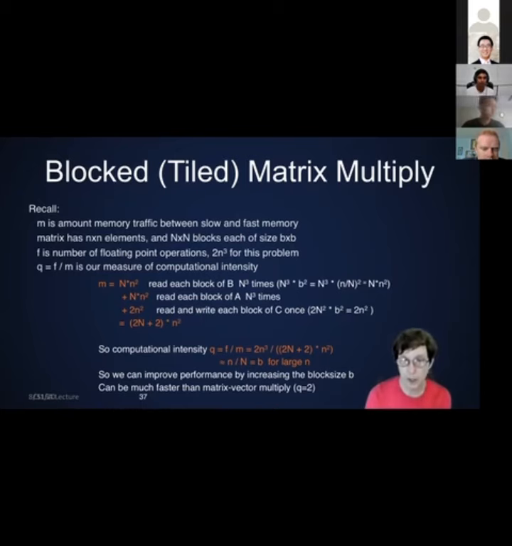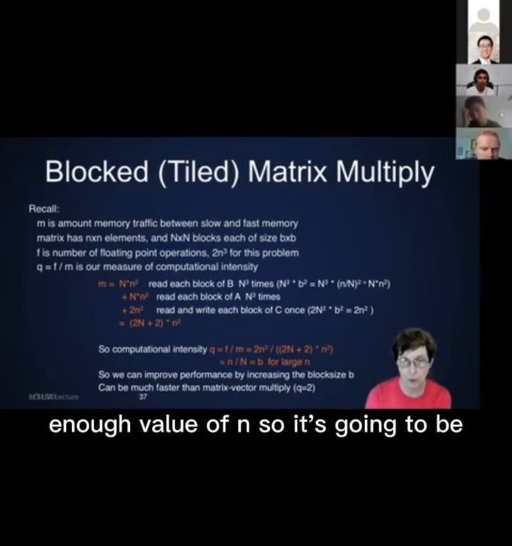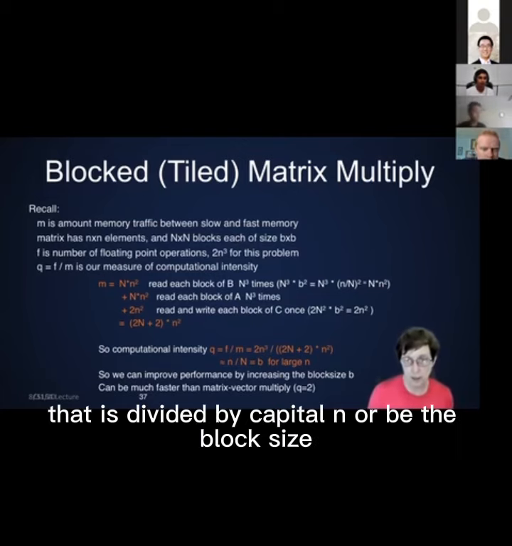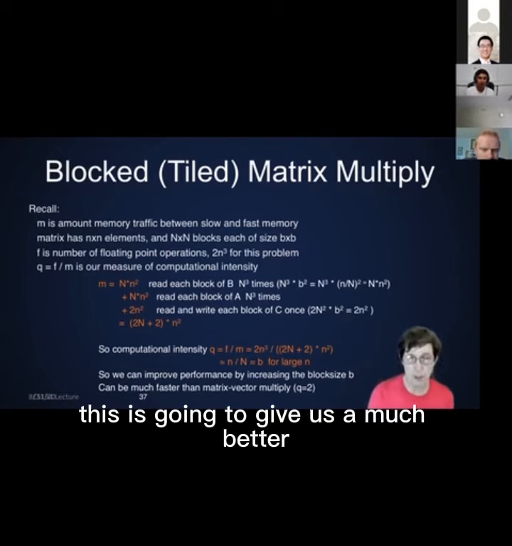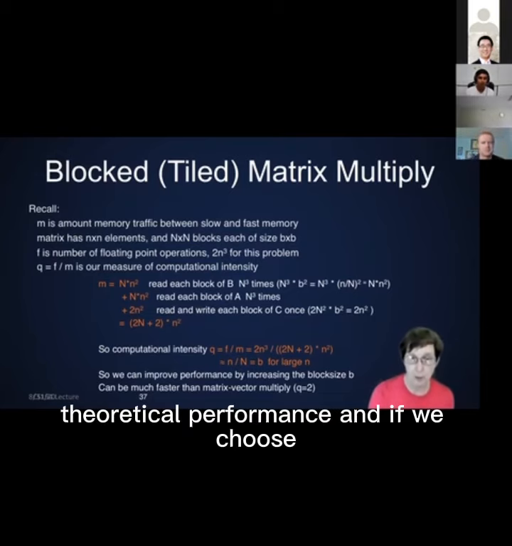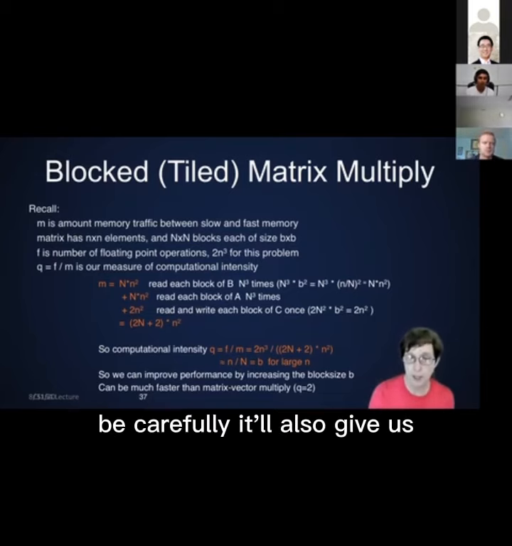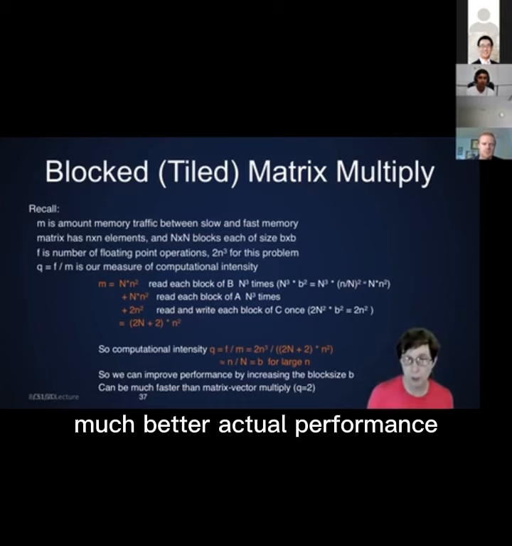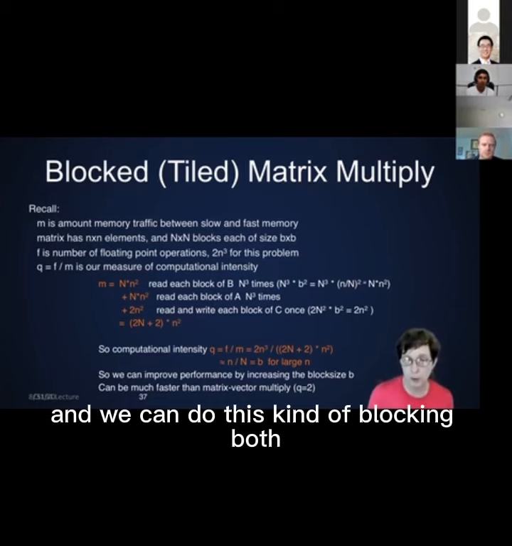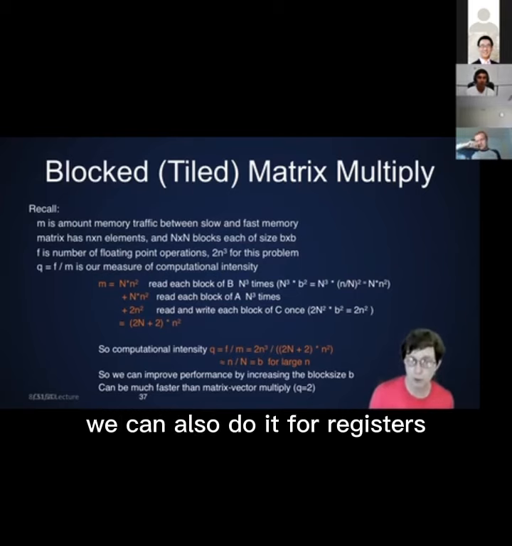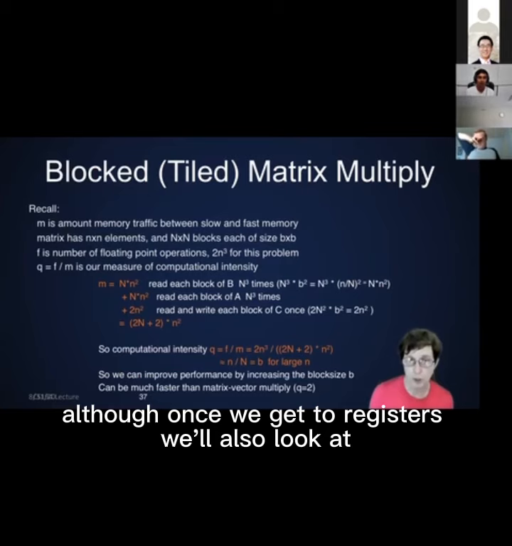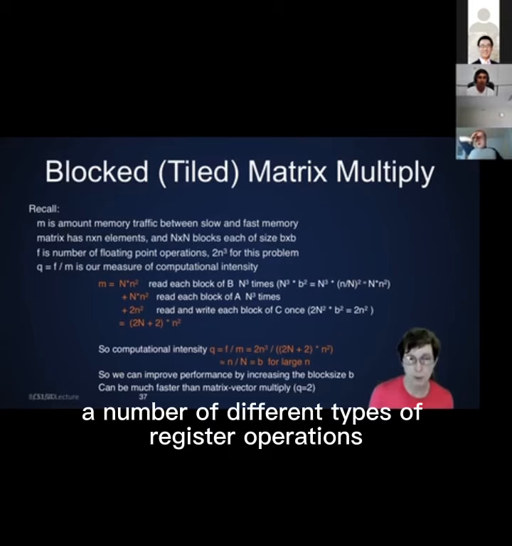So for a large enough value of n, it's going to be little n divided by capital N, or b, the block size. This is going to give us a much better theoretical performance. And if we choose b carefully, it'll also give us much better actual performance. We can do this kind of blocking for any level of the cache. We can also do it for registers, although once we get to registers, we'll also look at a number of different types of register operations.